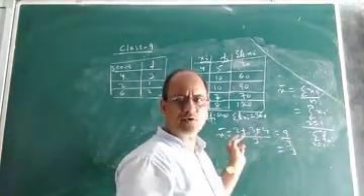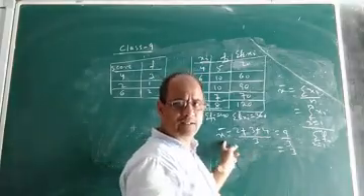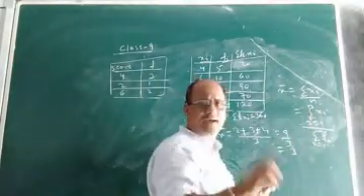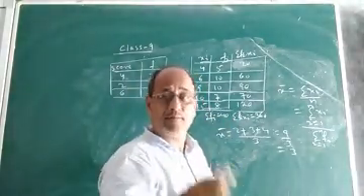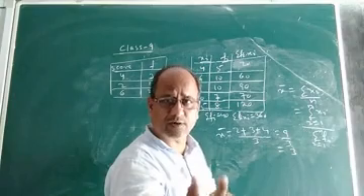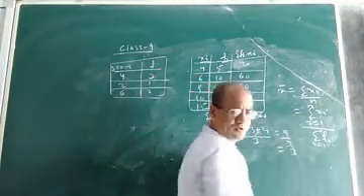So this is one method to calculate the mean of ungrouped data, and we use this formula only if the frequency of each observation is 1. But if the frequency of the data is more than 1, we cannot use this formula. So what do we have to do?